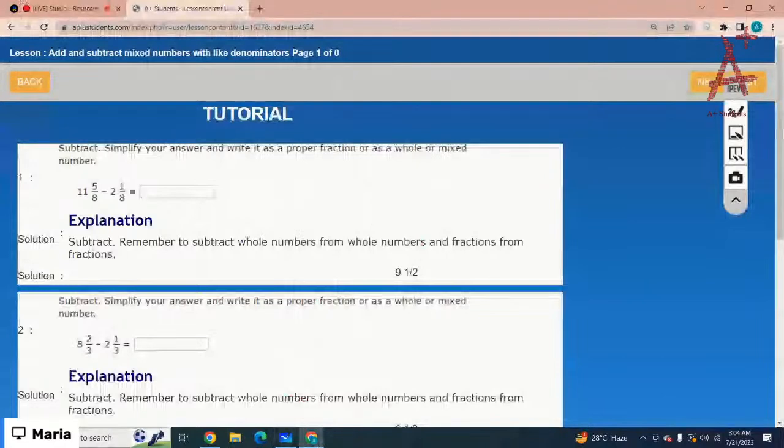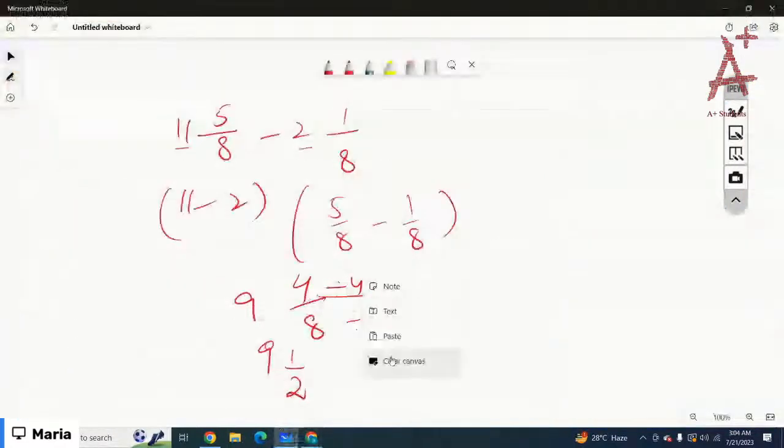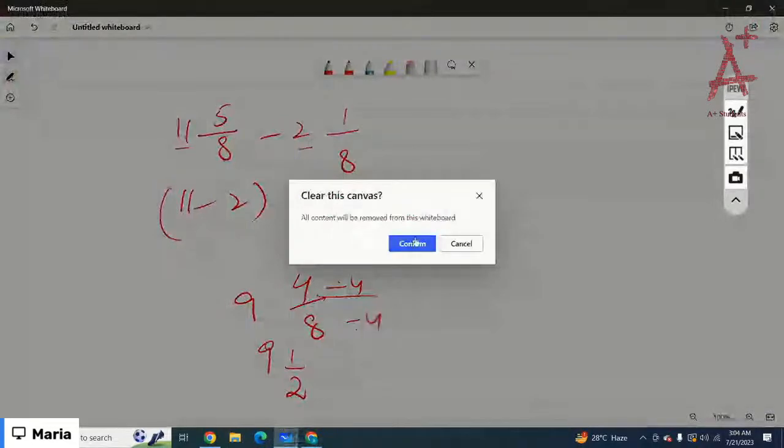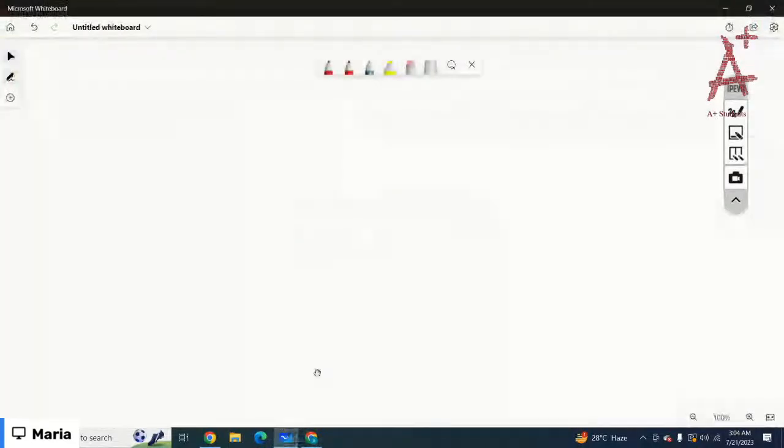The next one is 8 whole 2 over 3 minus 3 whole 1 over 3. Let me write it down on board. 8 whole 2 over 3 minus 3 whole 1 over 3. Okay. How do we subtract? You can see both the fractions have the same denominator. Here you have 3 and here you have 3. They have the same denominators.